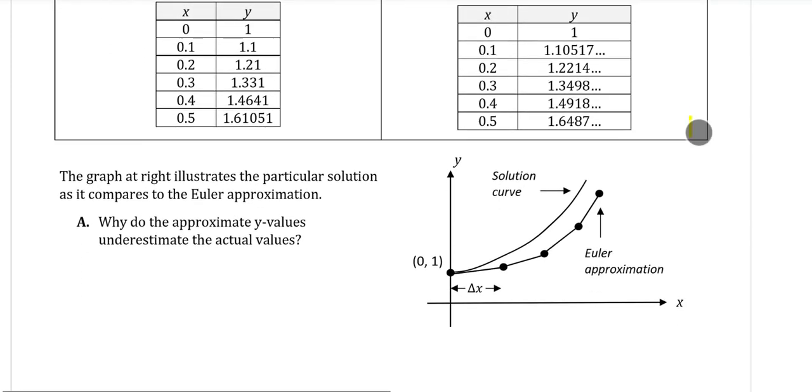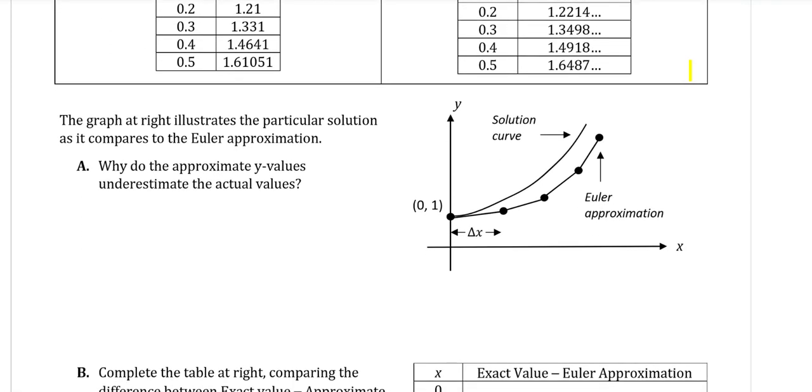The first of which says, the graph at right illustrates the particular solution as it compares to the Euler approximation. And what you'll notice is that it is an underestimation everywhere. So why do the approximate y values underestimate the actual curve? Now these are the kind of questions that you will get. You want to think about it in terms of how we analyze graphs. And what you want to notice is that this graph is concave up.